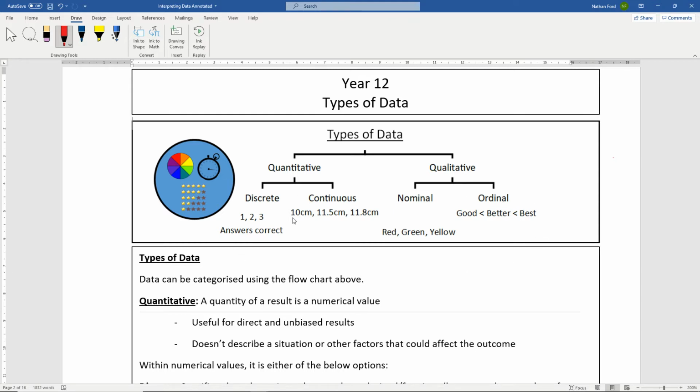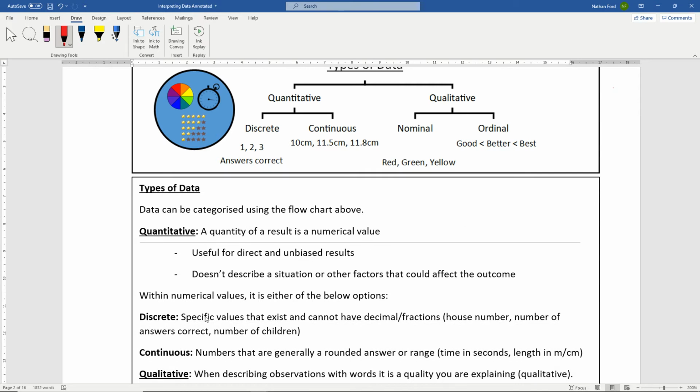Now, in this booklet here, you're going to have that. You have discrete, specific values exist and cannot be decimals or fractions, like your house number. Now, you can sometimes get decimals or fractions, but it's more the fact that there are not specific numbers. So with discrete, they have to be exactly this number. You can't have 3.5 people. You're going to have 3 people or 4. We don't have half a person.